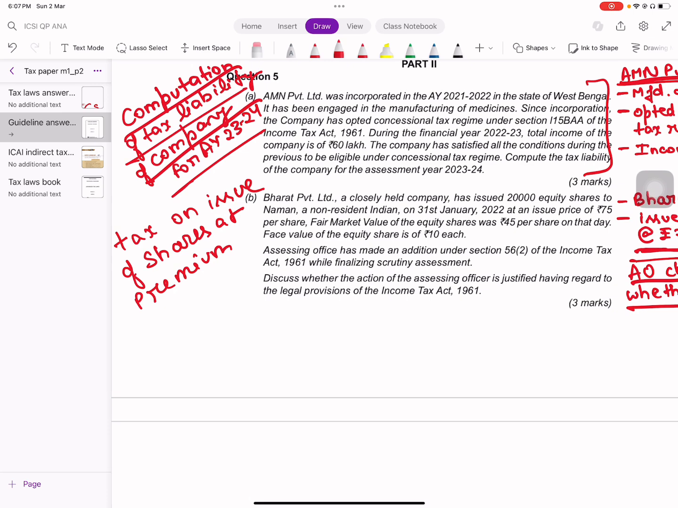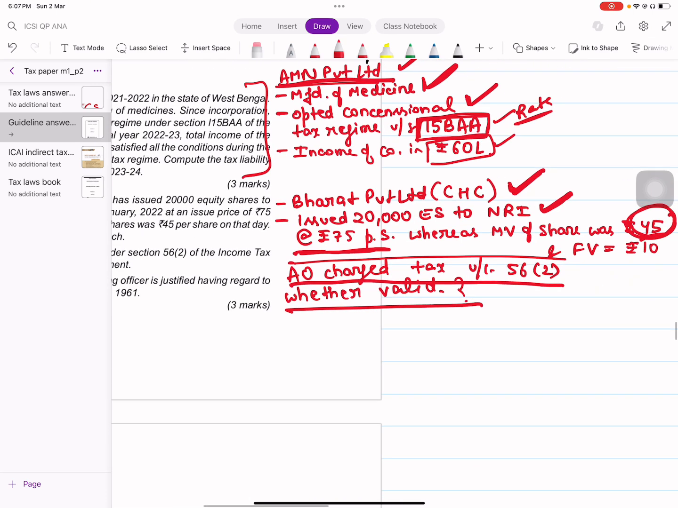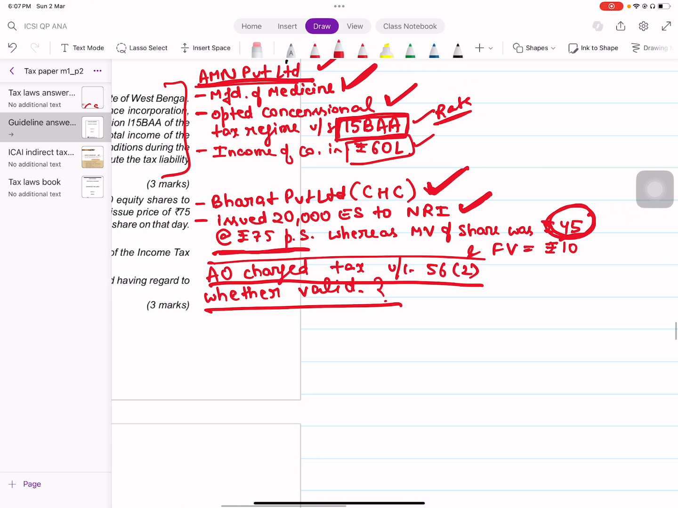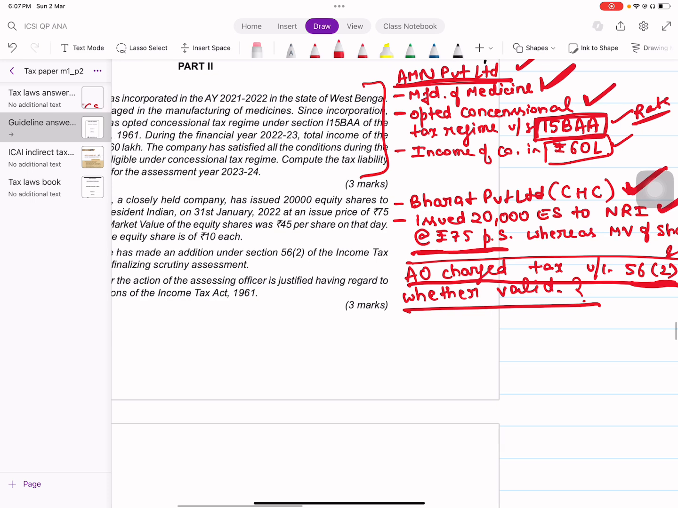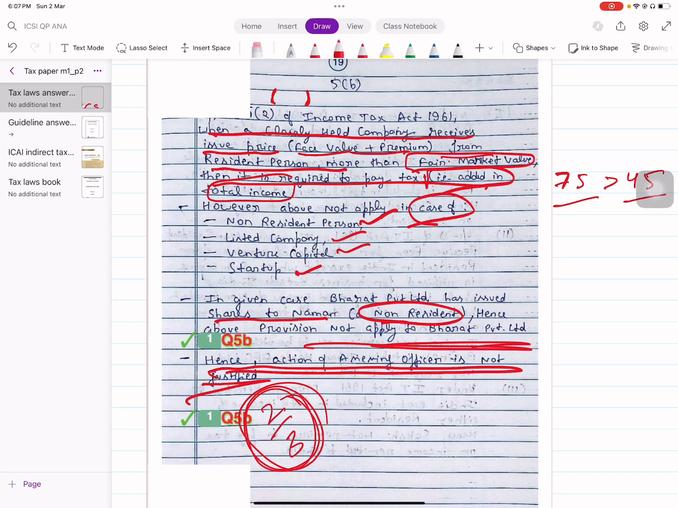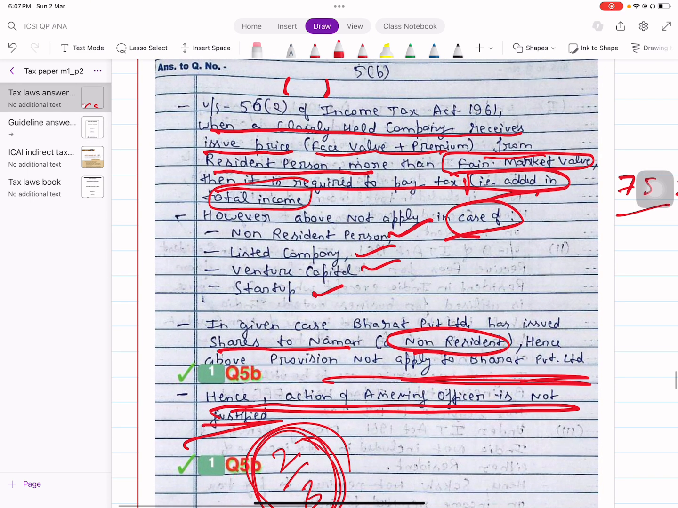Tax on issue of shares at premium. Here, Bharat Private Limited, a closely held company, issued 20,000 equity shares to an NRI at the rate of 75 rupees per share, whereas the market value of the share was 45 rupees and the face value was 10 rupees. The assessing officer charged the tax under section 56 subsection 2. Whether valid? Yes, this is valid under section 56 subsection 2.